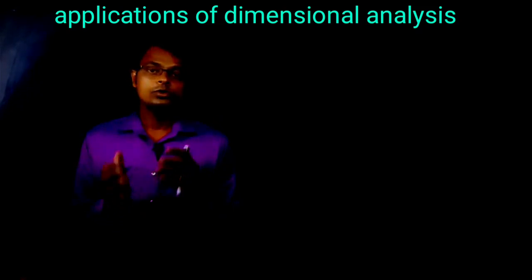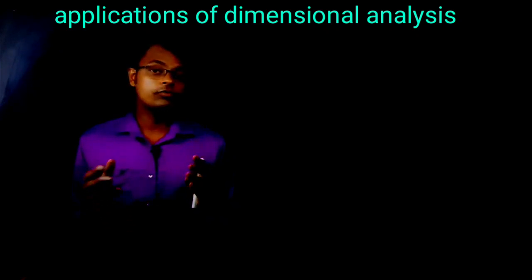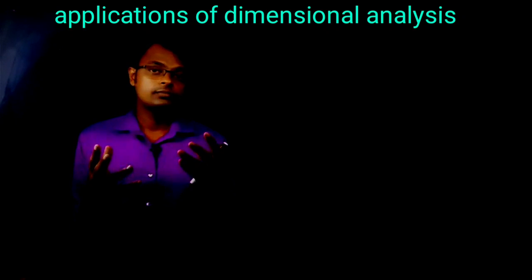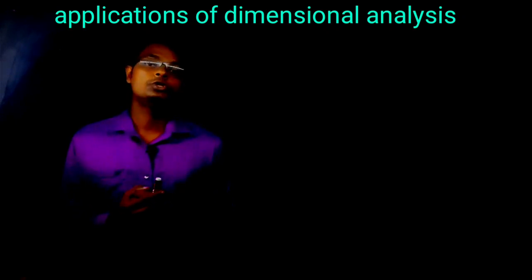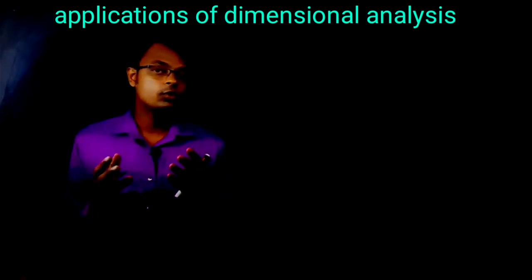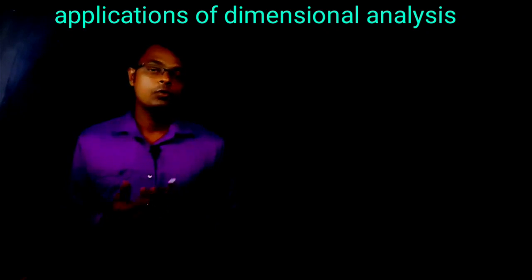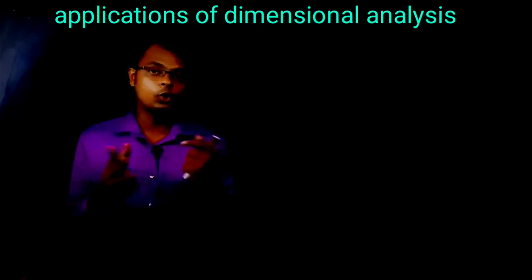Alright. So what is the first one? To check the correctness of a given relation. Or the question may come like this: prove the principle of homogeneity. So we are now going to discuss the first application in this class. What is the first application? To check whether the given relation is correct or not.